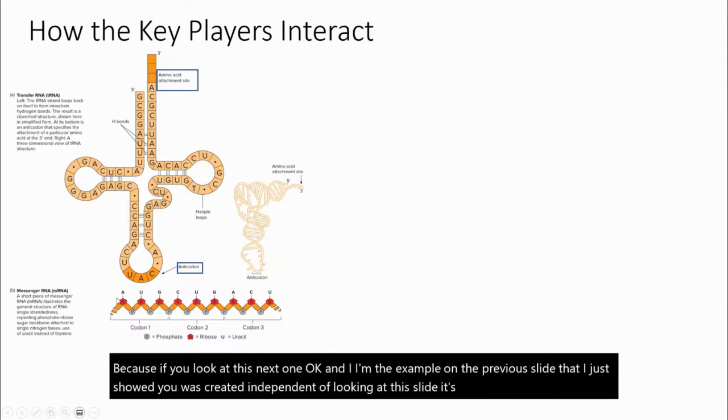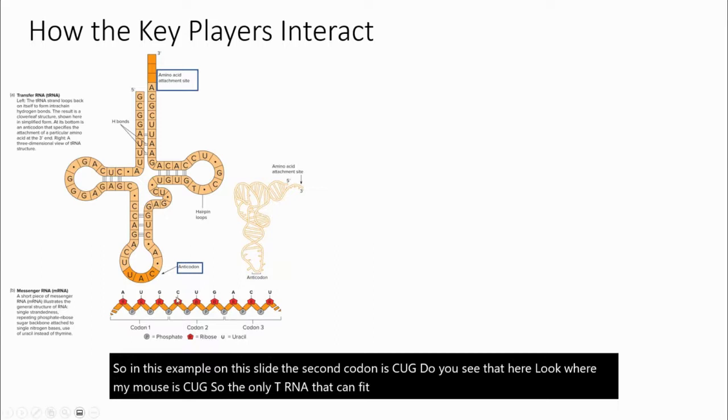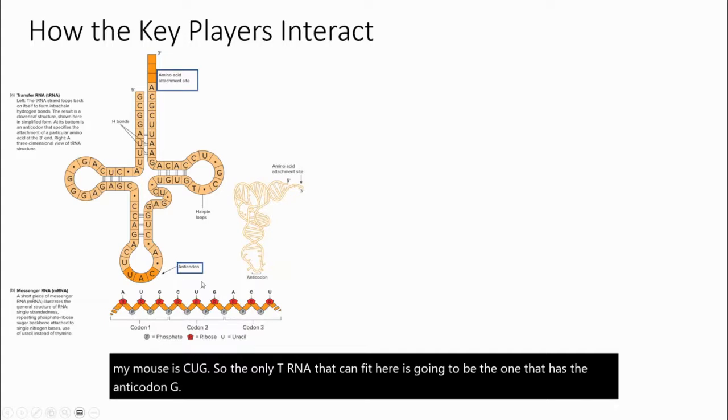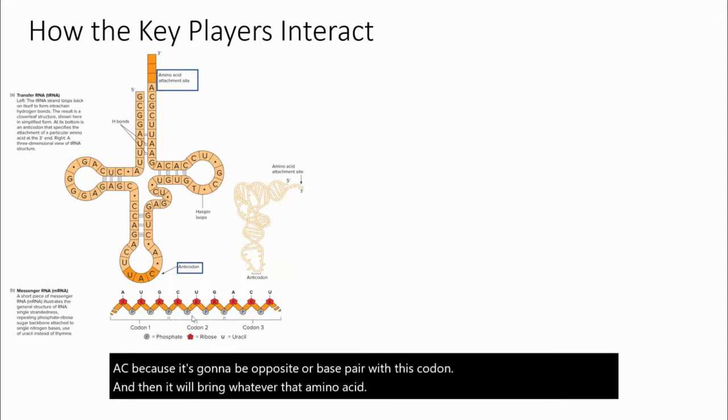It's just AUG always comes first. So in this example on this slide, the second codon is CUG. Do you see that here? Look where my mouse is, CUG. So the only tRNA that can fit here is going to be the one that has the anticodon GAC, because it's going to be opposite or base pair with this codon. And then it will bring whatever that amino acid is carrying to the ribosome.